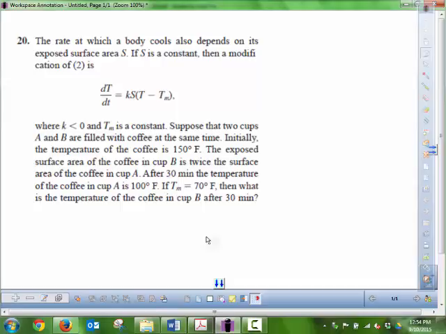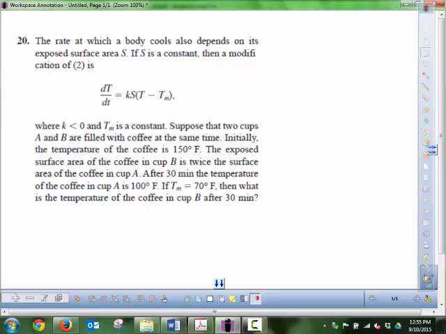All right, here's a slightly modified version of the logistic problem. The rate at which the body cools also depends on its exposure to the surface area that it's touching, and S is a constant. The modification of the original equation is essentially the same thing without the S. And then we have a constant K. If it's cooling, then your K is negative. If it's heating up, like putting something into the oven, then your K is positive. And then Tm is a constant temperature, like the room temperature or the temperature in the oven.